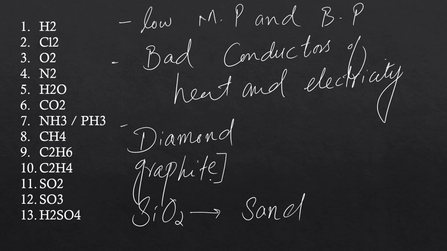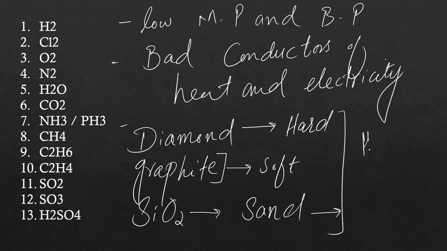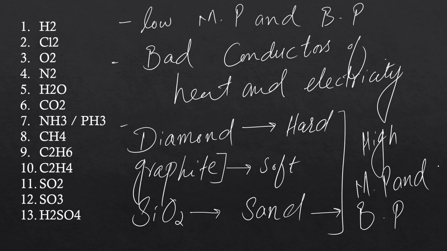Graphite is soft, and diamond is the hardest thing in the world. And SiO2 is also a giant structure with high melting and boiling points. They have high melting points and boiling points, and these three are the giant covalent structures. If you talk about some other molecules other than these, you will write for them that they all are simple molecules, simple covalent molecules.